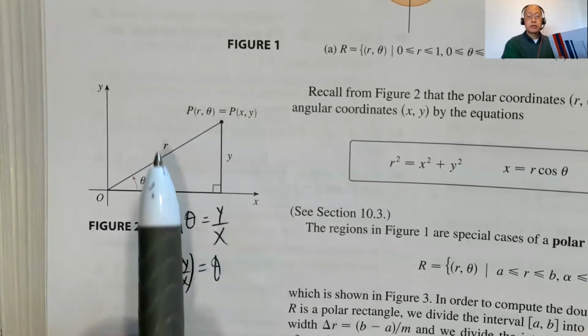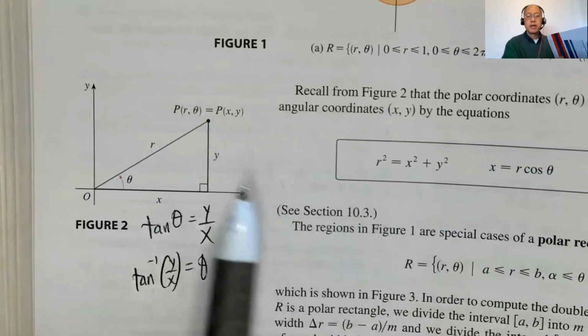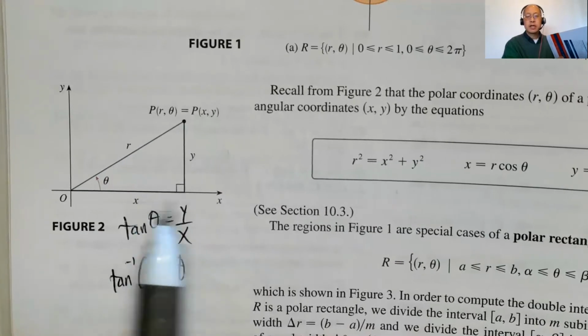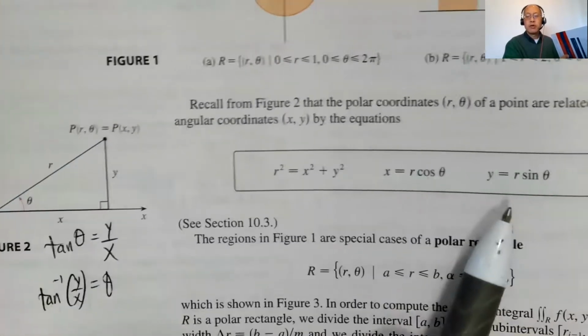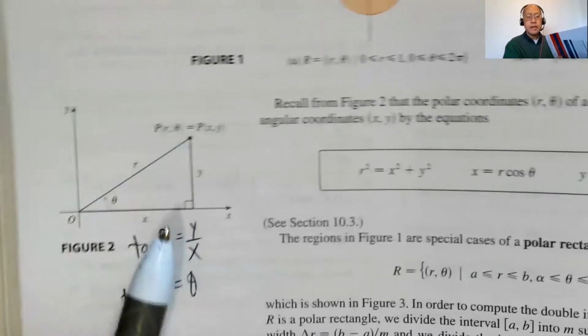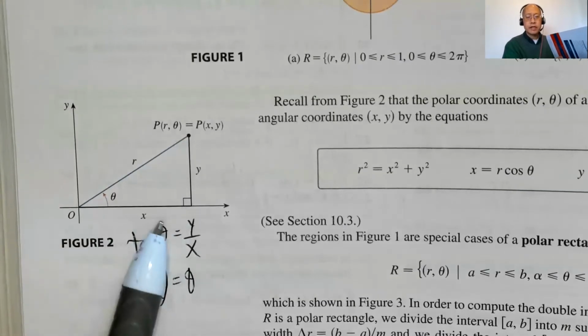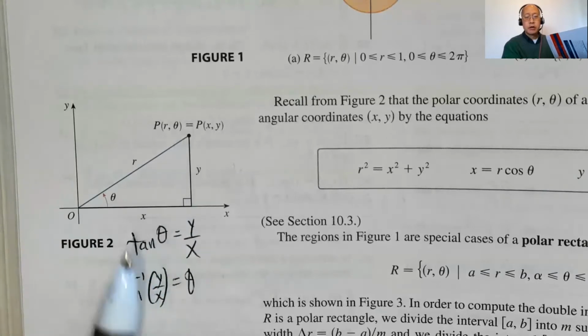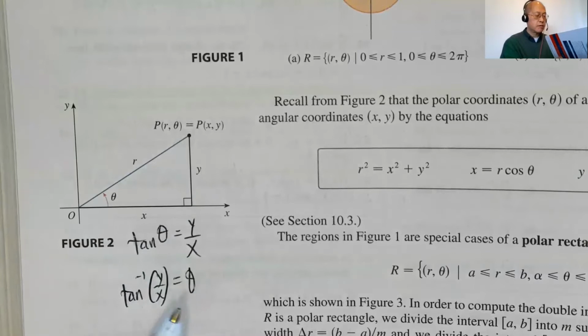For instance, r squared equals x squared plus y squared. And trig tells us that x is r cosine theta and y is r sine theta. You can put those on your cheat sheet if you wish. Tangent of theta is y over x, opposite over adjacent, or inverse tangent of y over x is equal to theta. So we'll need that a little bit later.